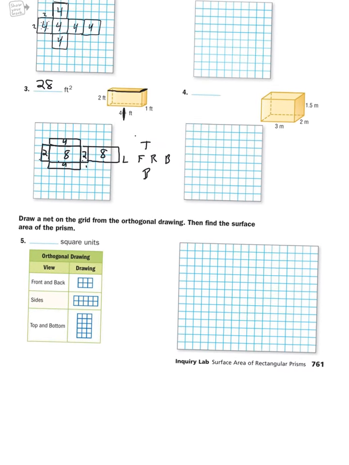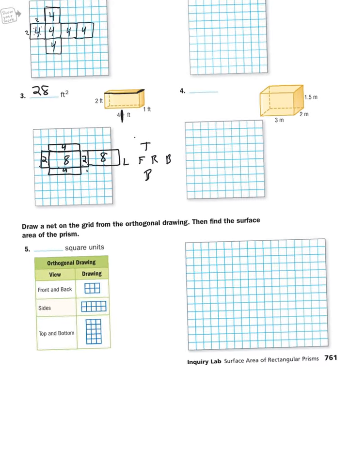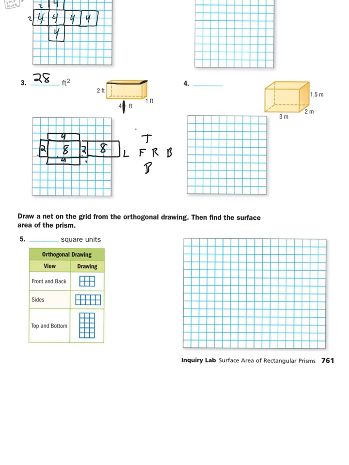It says draw a net on the grid from the orthogonal drawing, then find the surface area. So remember how this goes. There's the front and the back, there's 2 of these. There's the left and the right, side 1 and side 2, and this is the top and bottom. We'll save those for last. So let's start with the front. I see it's 2 by 3. So let's just do over here, maybe I'll start all the way at the left this time, 2 by 3. And then I do 1 on the left, which is, if I count that, 2 by 1, 2, 3, 4, 5, 2 by 5.